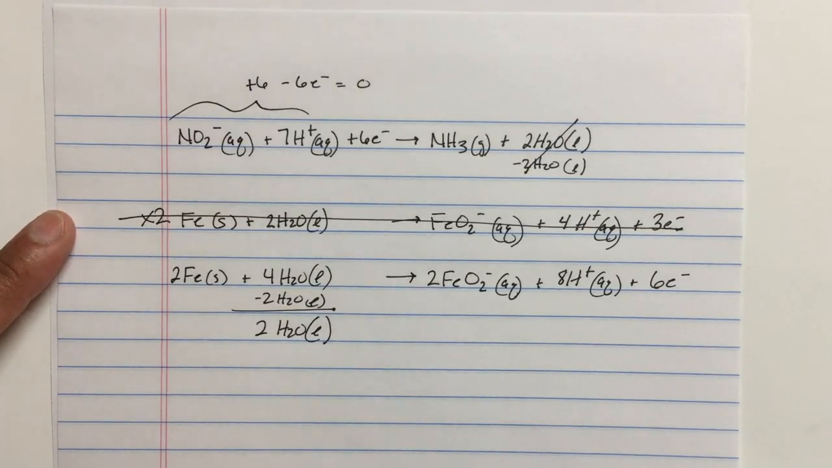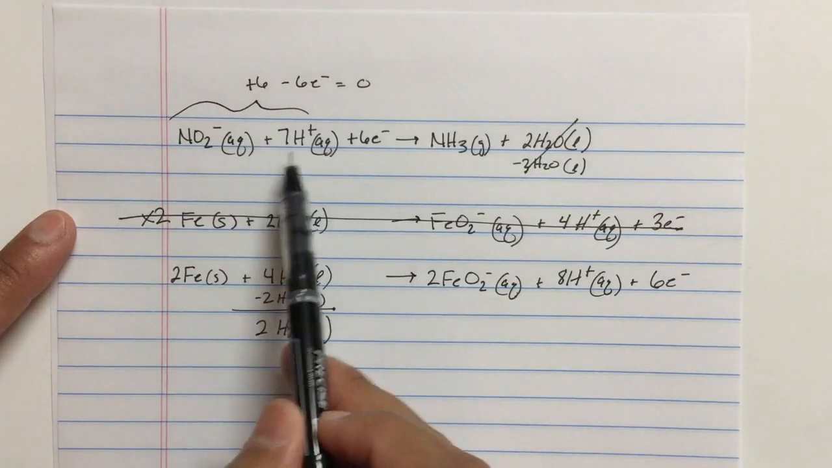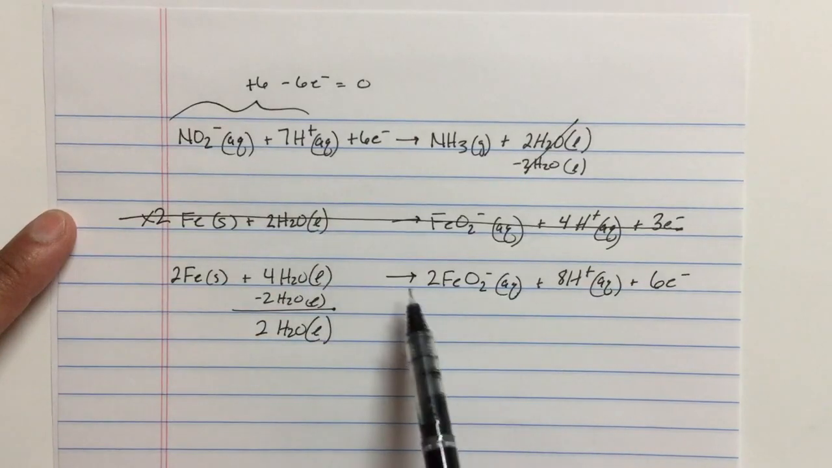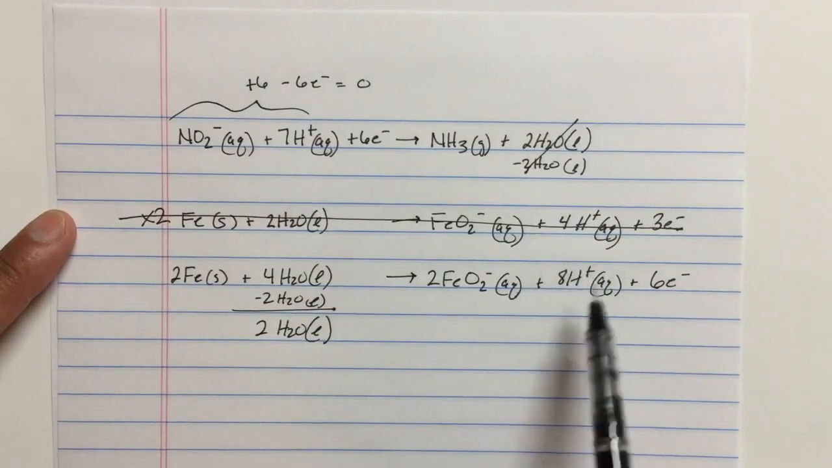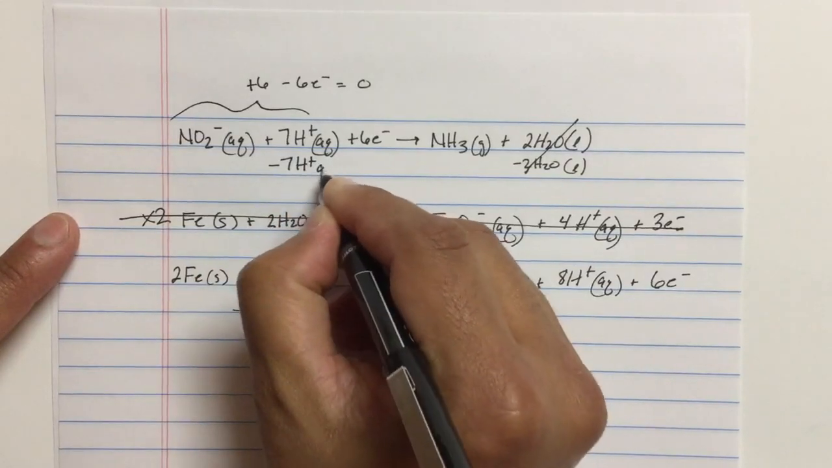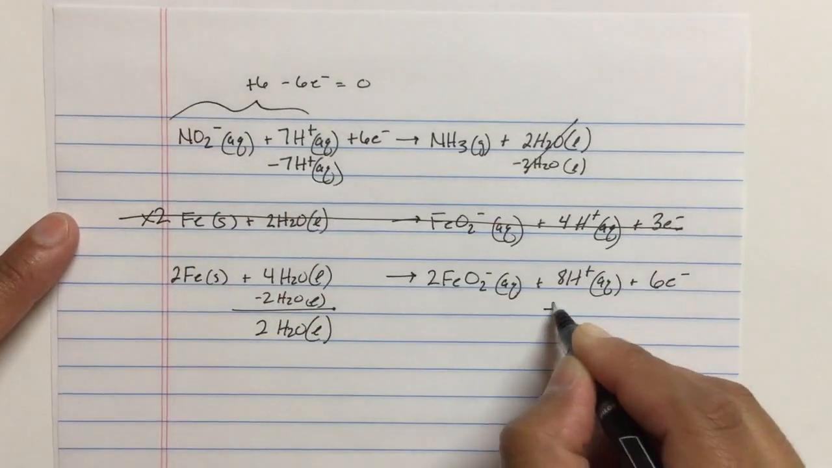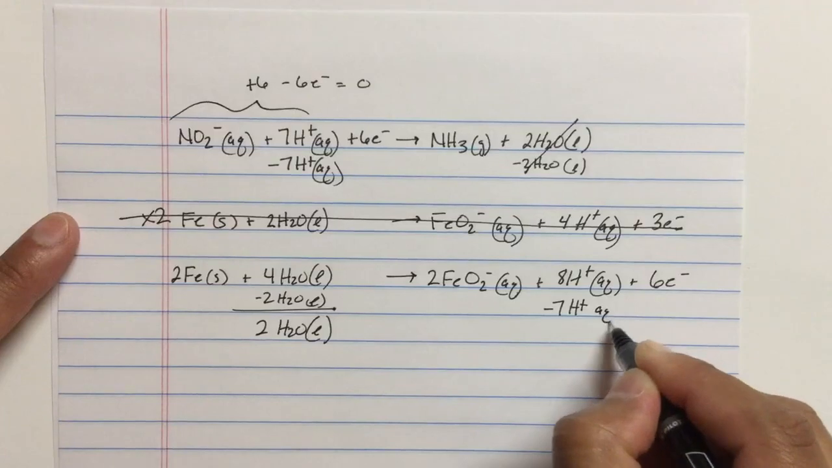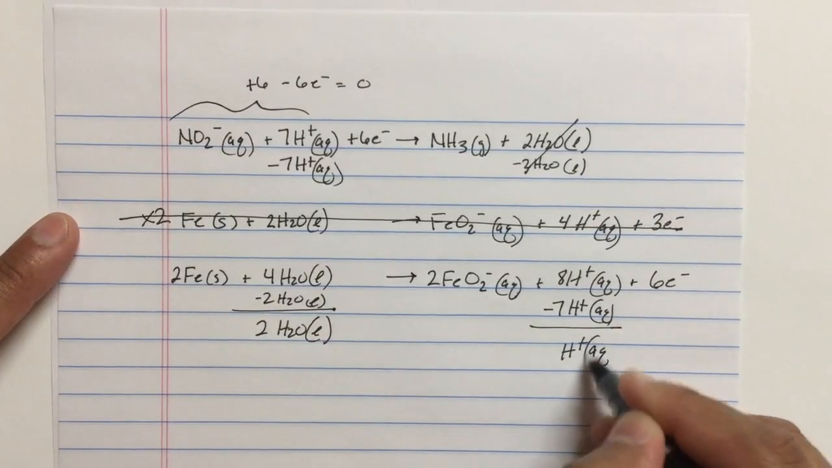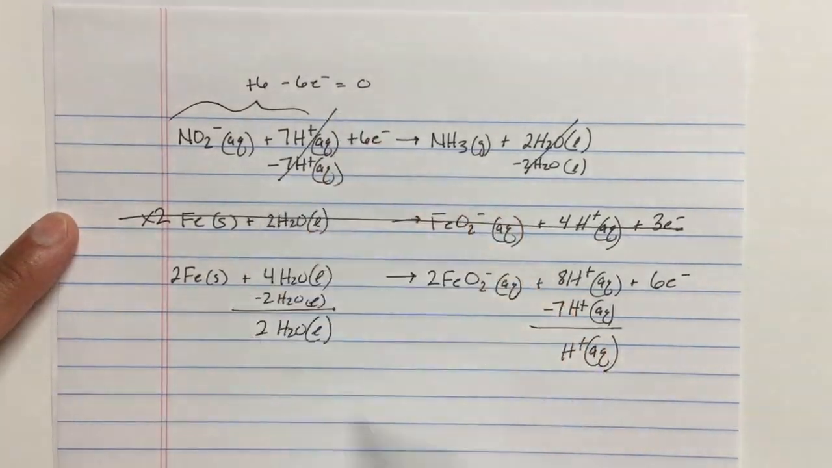What else do you notice? We have hydrogens. There's 7 hydrogens, but in the second half reaction, you have 8 hydrogen atoms. So 7 hydrogens here will cancel 7 hydrogens here. So the net is just 1 hydrogen.